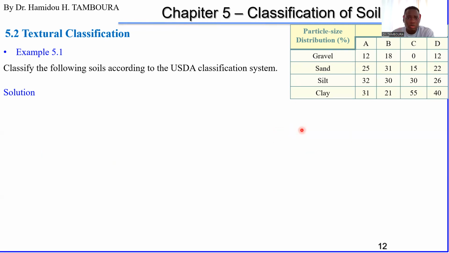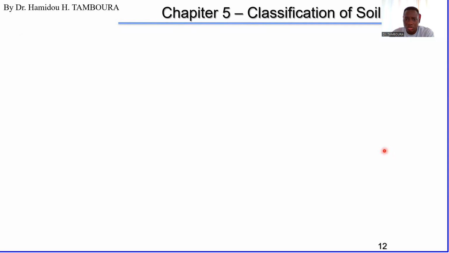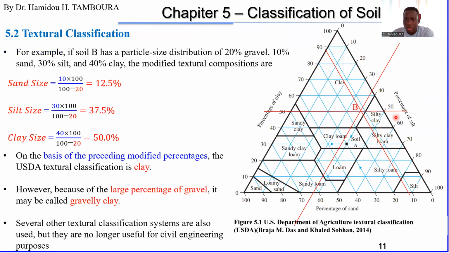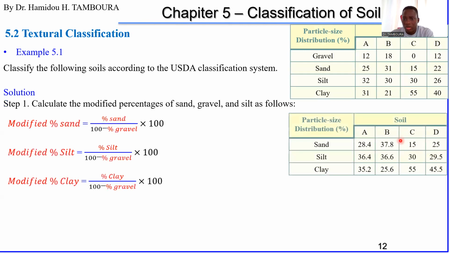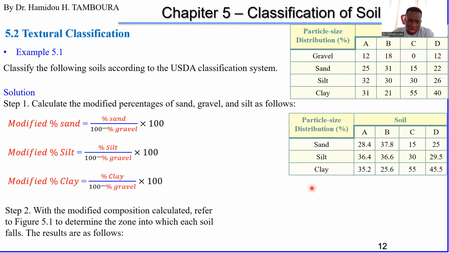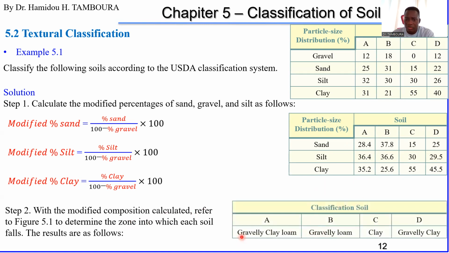Okay. Let me go back to show you what I'm talking about. I'm talking about this chart. Okay. I have already explained to you how to use this. Just use it for each soil here. We have here in this table. Okay. And you can classify each soil according to the chart. We will have gravelly clay loam, and clay, and gravelly clay.